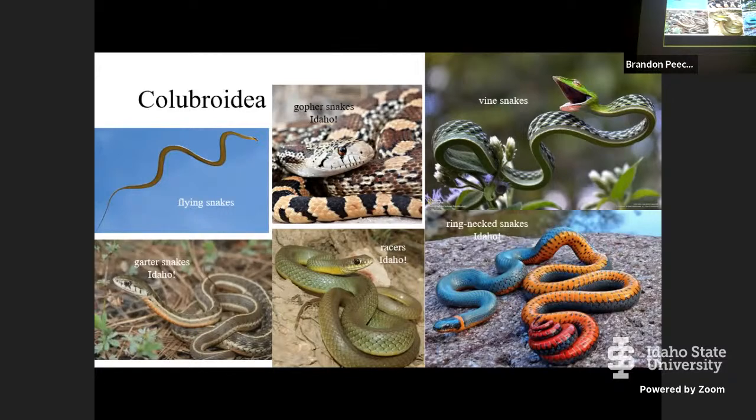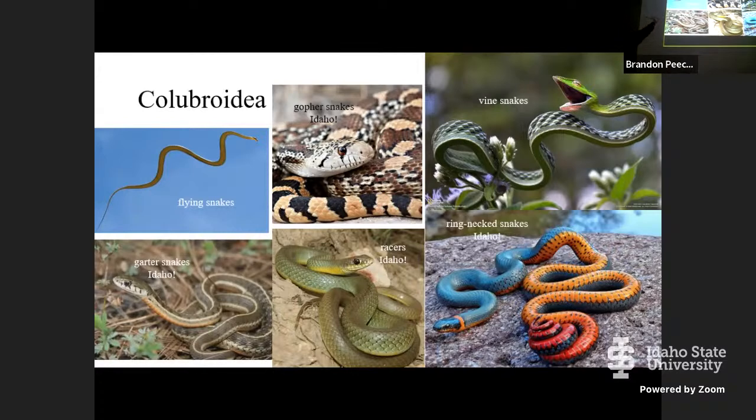You guys may have seen some of these racers. I've seen gopher snakes on this campus a bunch of times. Garter snakes, too. Colubroids, like I said, most snakes are colubroids. So these are, for the most part, non-venomous, eating bugs, eating small animals. I will say this, fun fact for your notes: there are no snakes that are not carnivores. There's no herbivorous snake. All snakes eat other animals.